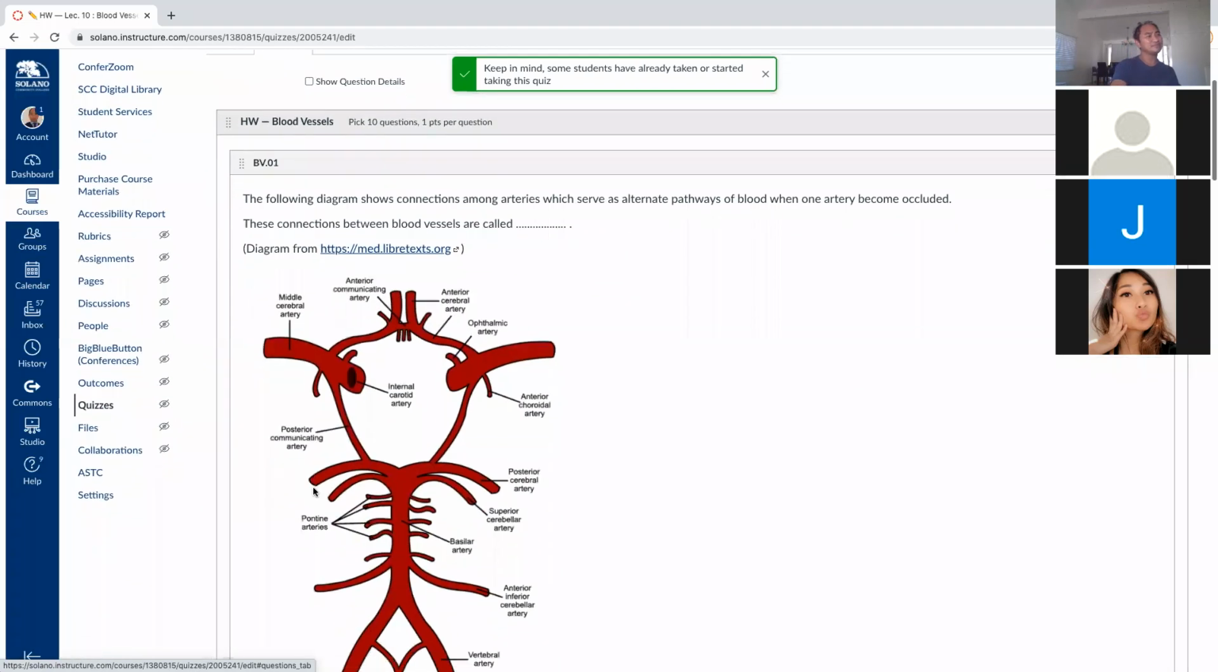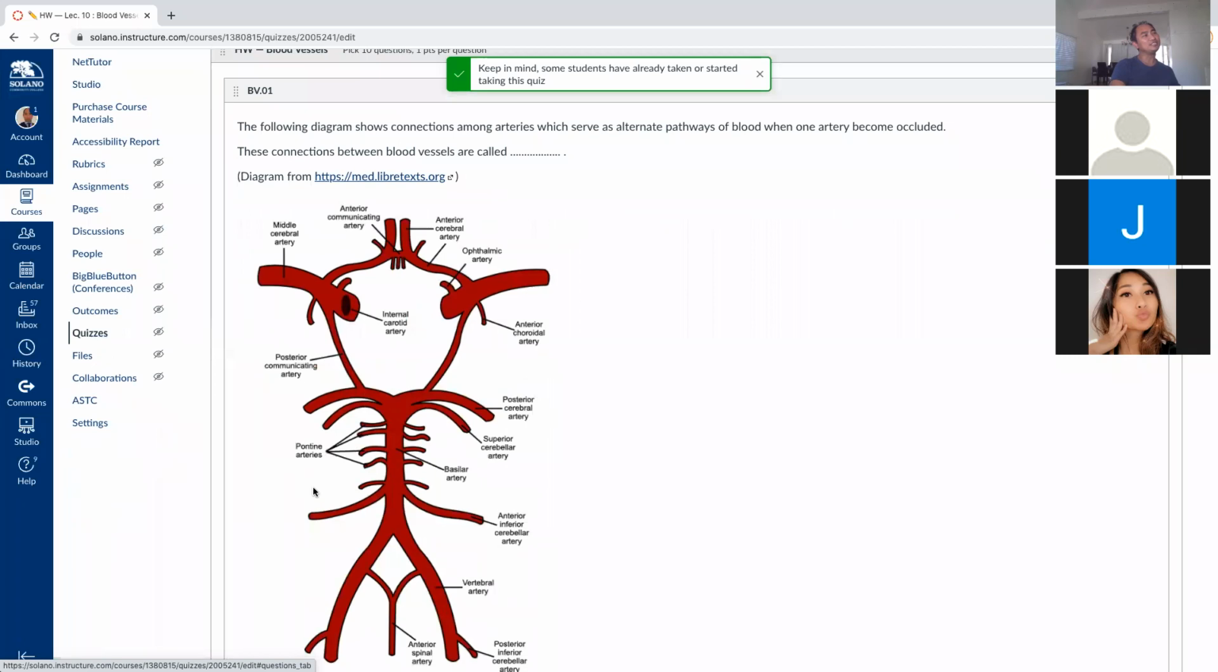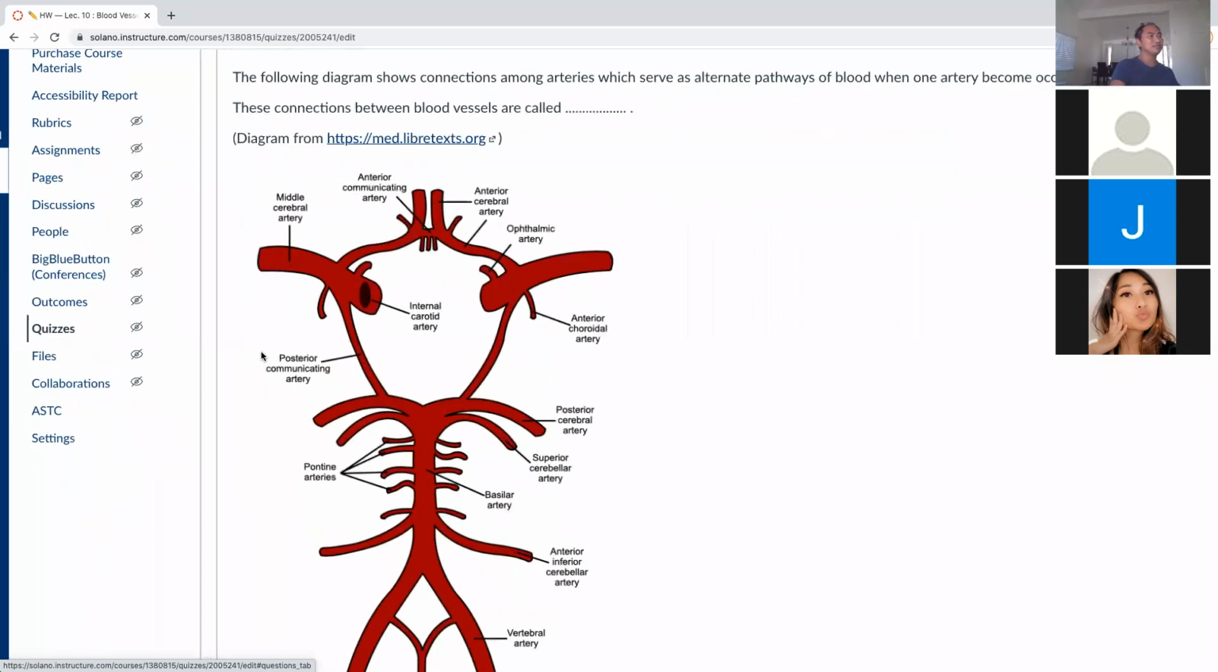Hey, I never taught you this. This is the circle of Willis. This is what we call the circle of Willis. It's in the brain. It is the way blood finally gets distributed in the brain. So I want you to look at that.